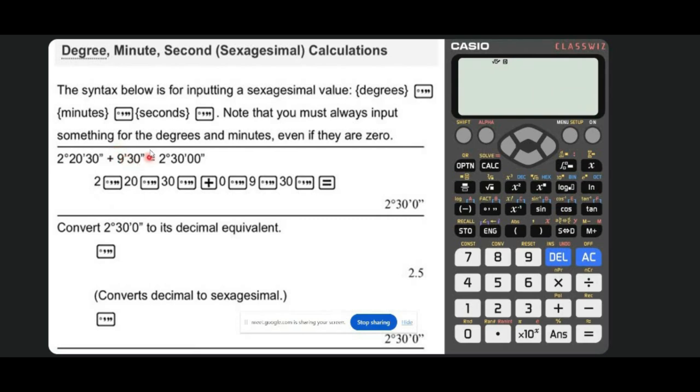Then the same procedure for this. So plus, because the first one is degree, but you don't have degree here, so you need to press 0, 0, this symbol, and then press 9 for your minutes. Another time to press the same button, and then 30, then press the same button again. Then you can press equal, you will get your answer. So this is how you calculate the question that involves degree, minutes, and seconds.